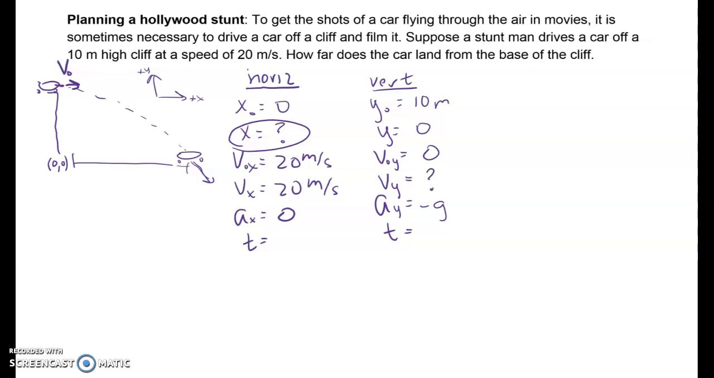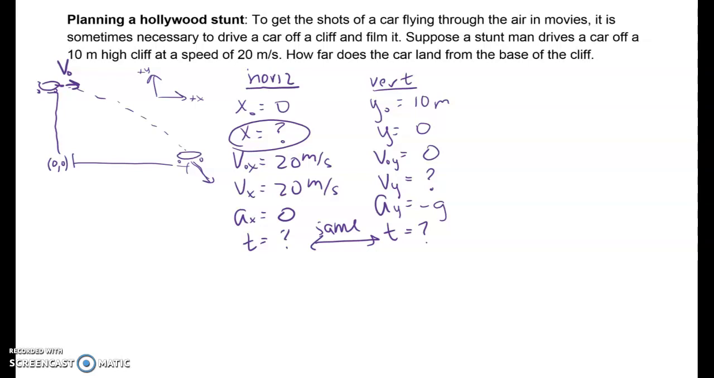And finally, the time it takes to go from the initial to the final location, we do not know what that is, but what's going to help us out is that these are the same. Alright, so we want to solve for the range. So we want to solve for our final horizontal position. Alright, so we narrow it down to two kinematic equations. We have the position equation, which needs time, so we can't use that right off the bat, and then we have the no time equation.